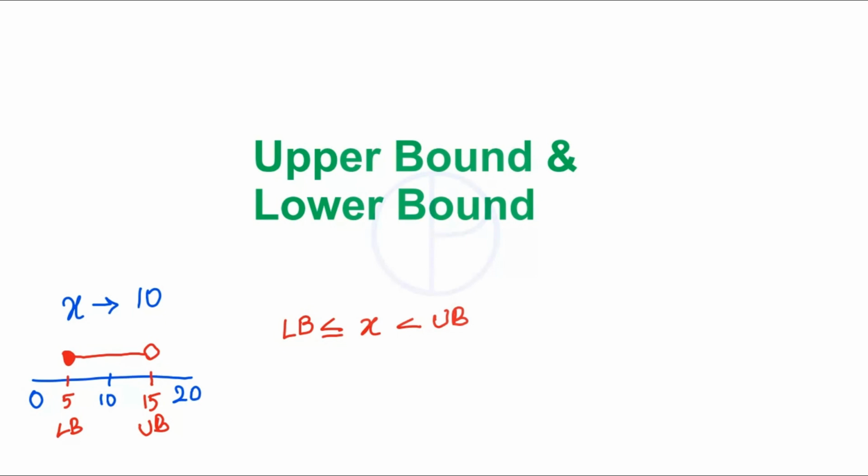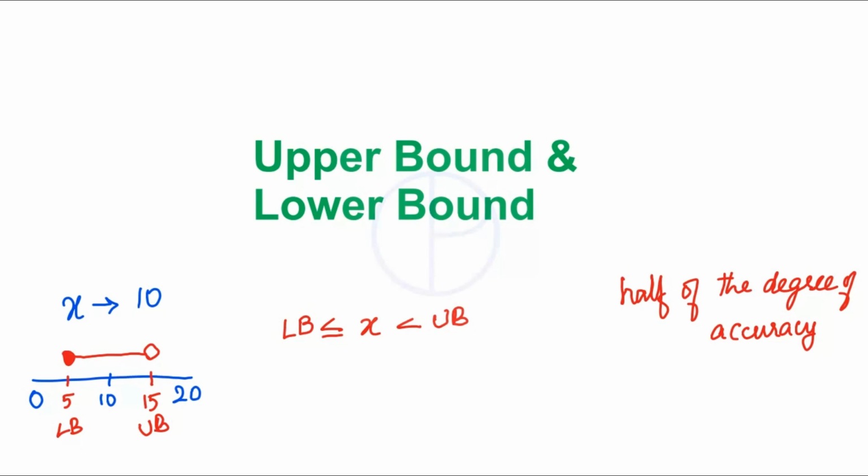So how do we find the upper and lower bound for any number? Lower bound is to take off half of the degree of accuracy, that is, degree of accuracy divided by 2. And similarly, upper bound is to add half of the degree of accuracy.